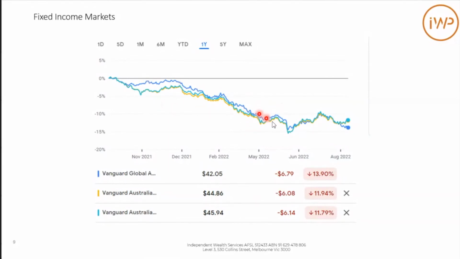From that low, we did see a bit of a rally back up in bonds. It got down to about minus 15 year on year, and we were actually looking at around minus 10. That's fallen off a little bit again lately. So patience in bond markets is the key.